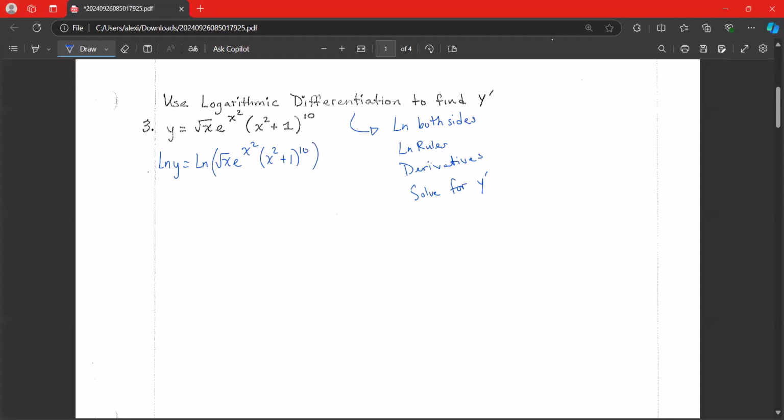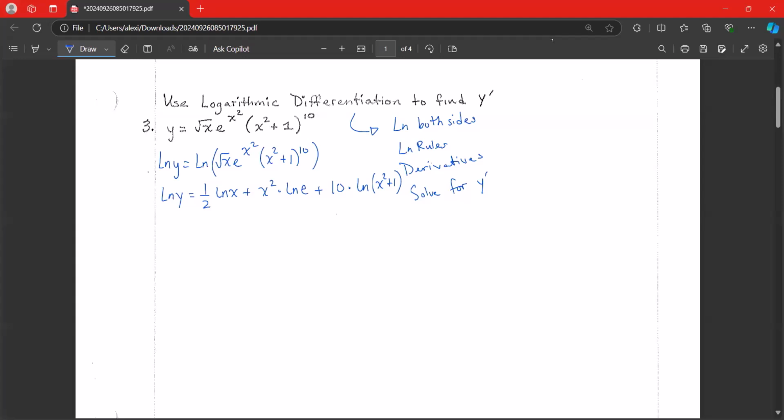Now we use the rules. So on the left side, that stays ln y. But on the right side, we'll end up with 1/2 ln x plus x squared times ln e plus 10 times ln of x squared plus 1. Now we can take the derivative on both sides.